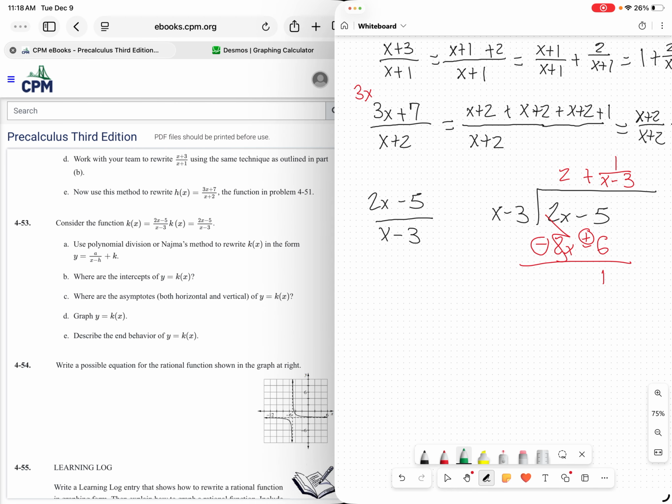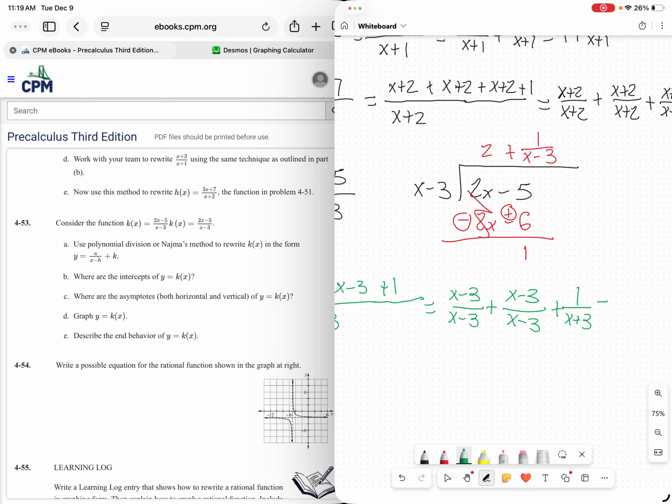If you did it the other way, this is going to be x minus 3 plus x minus 3. Now, the problem is minus 3 and minus 3 make minus 6. Well, I don't have 6, I have 5. So I'd actually have to add a 1 to make this work. So then this will be x minus 3 over x minus 3 plus x minus 3 over x minus 3 plus 1 over x minus 3. And then what's that going to become? 2 plus 1 over x minus 3, which you can see is the same thing we got here.